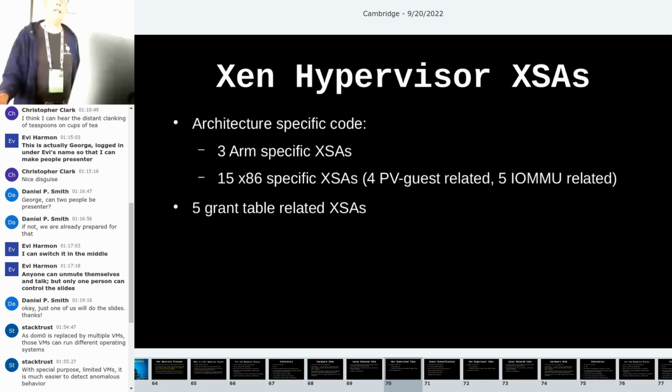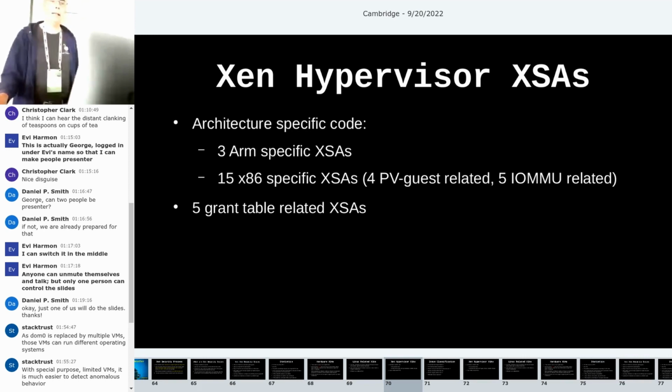For one being the PV interface for PV guests, which ARM doesn't have. And of course, most of the x86 code is quite older than the ARM one, so we still have some backlog, obviously, regarding security.